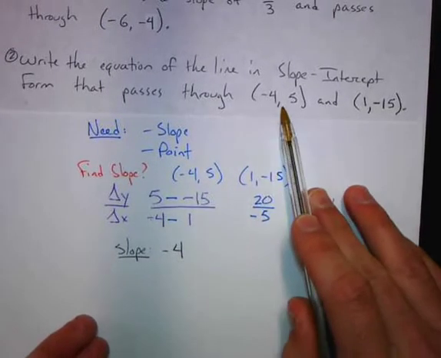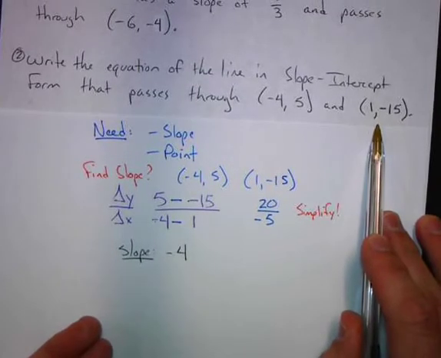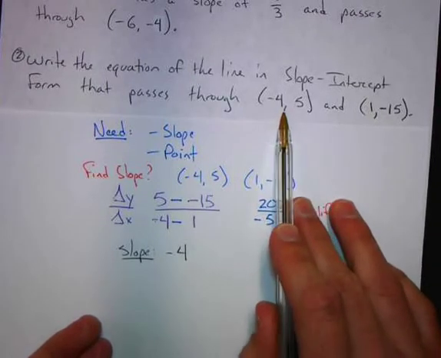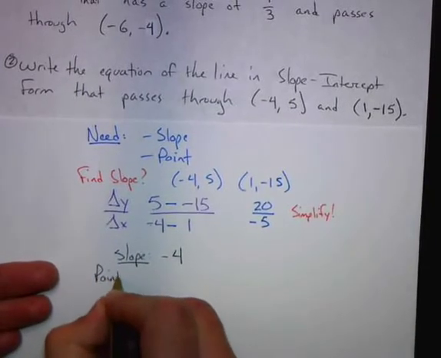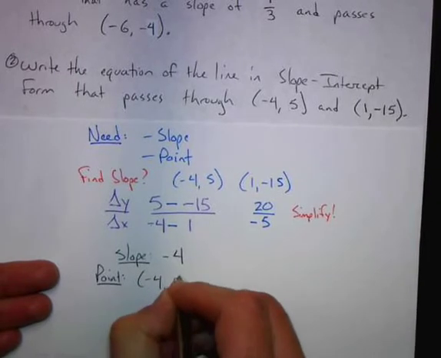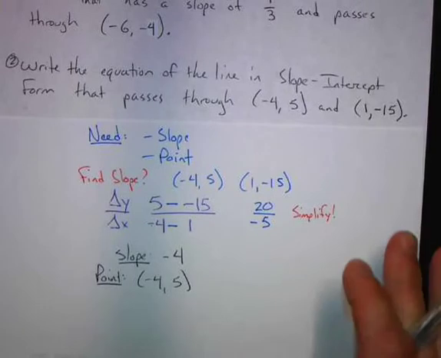We can use this point, or we can use this point. It doesn't matter. We'll have the same answer. Okay, we'll end up with the same equation whichever way we go. So I'll demonstrate that in a second. But first, let me use this point. So I'll use the first point. If we have the point negative 4, 5, and we have our slope of negative 4, we can do what we did in the first problem.